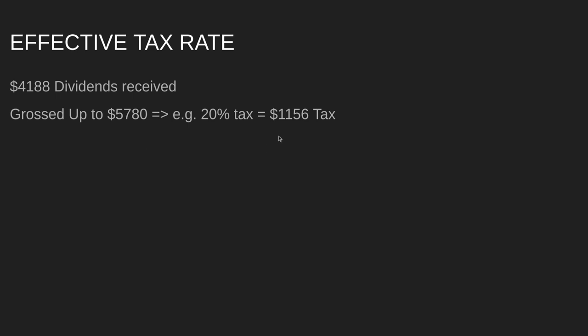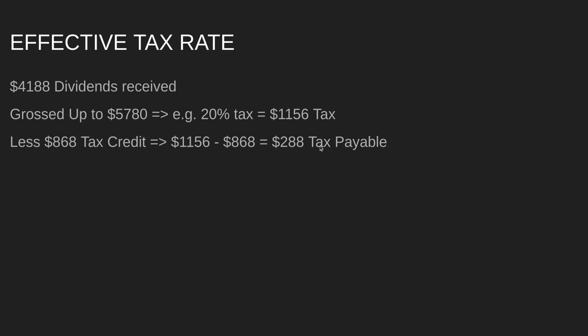But now the third box was my tax credit of $868. So what the government says is we're going to charge you $1,156 of tax, but you get that dividend tax credit because these are eligible dividends. So that results in me paying $288. So basically $300. And what does that give me for an effective tax rate on my $4,200? Basically, I take 288 divided by 4188.